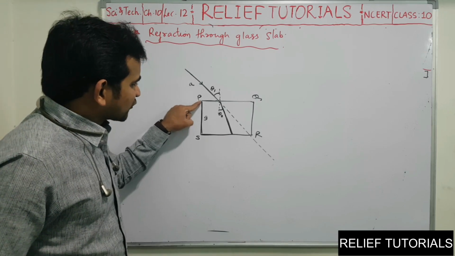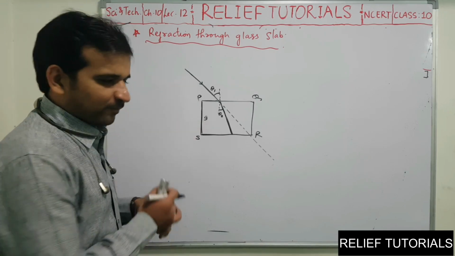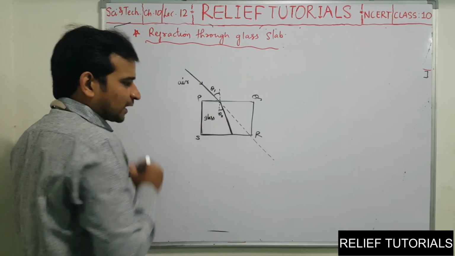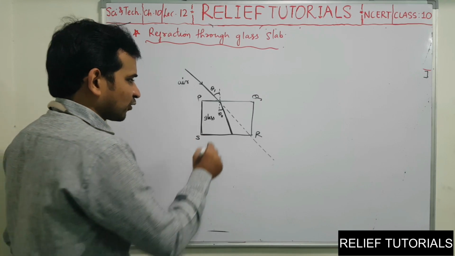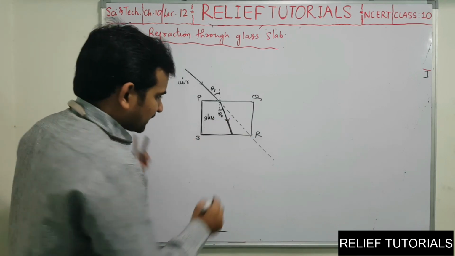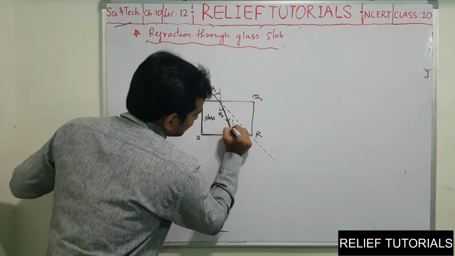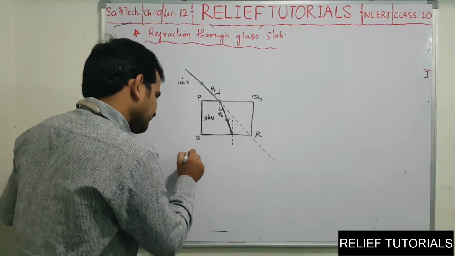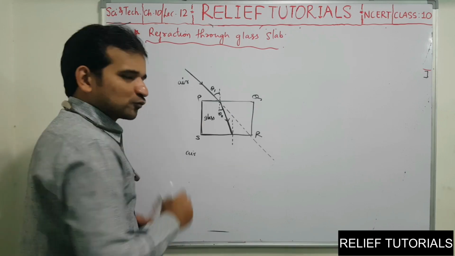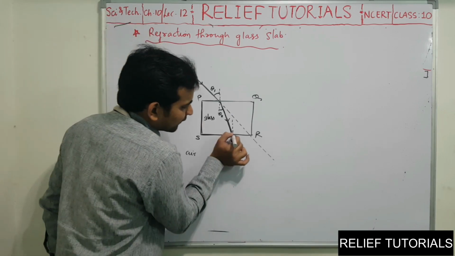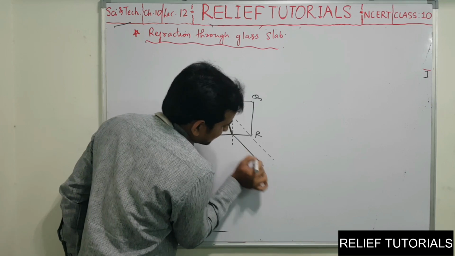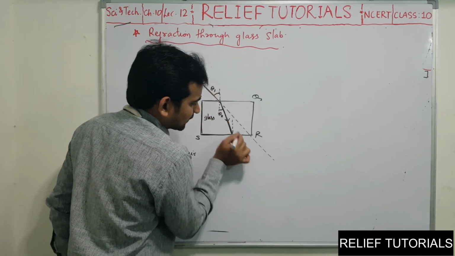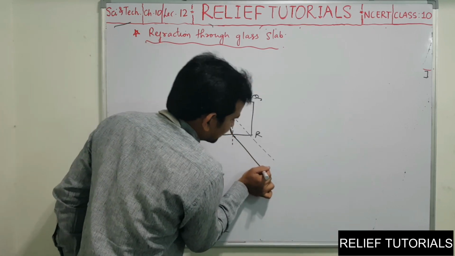At PQ, the ray is going from air to glass, and now the ray is coming from glass to air. Here again the normal can be drawn. This is the normal, and as we know, when the light ray goes from dense medium to rare medium, it moves away from the normal. So it moves like this. So this is the final ray which is coming out.